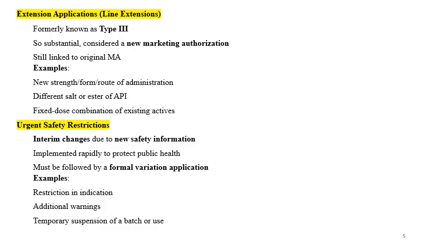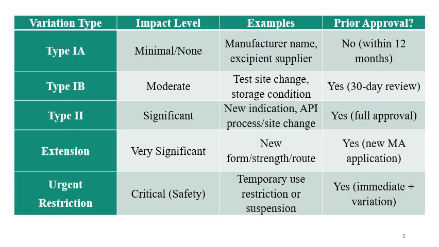Urgent safety restrictions are interim changes due to new safety information, implemented rapidly to protect public health, and these are required to be followed by a formal variation application. The examples of these urgent safety restrictions are restriction in indication, additional warnings, and temporary suspension of a batch for use.